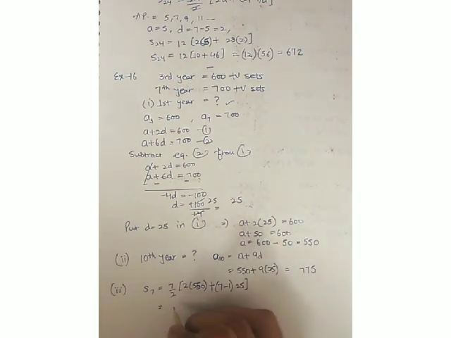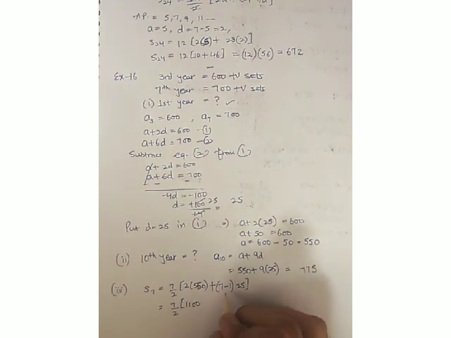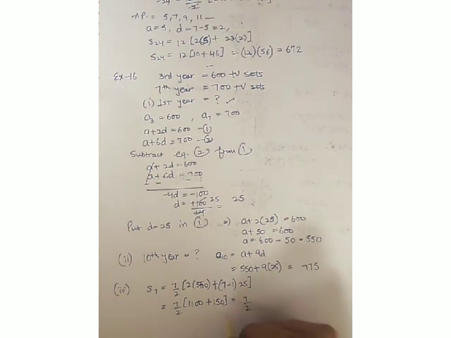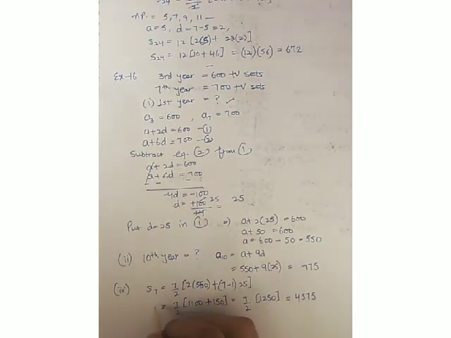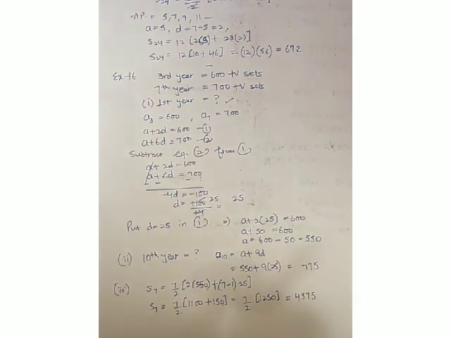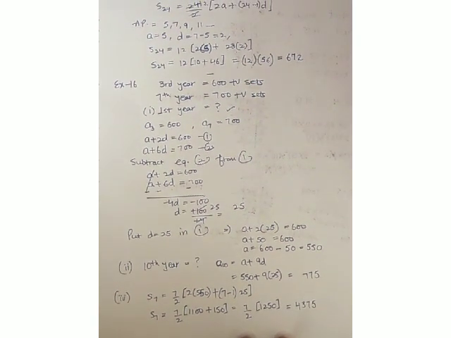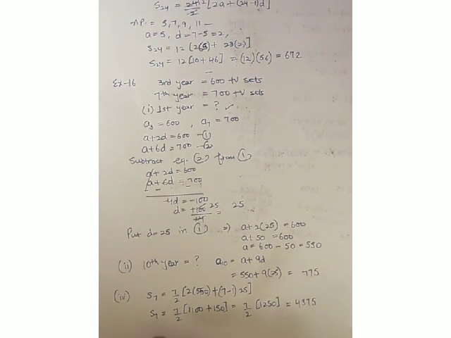Just solve it. 7 upon 2. After multiplying you will get 1100, and 7 minus 1, that is 6. 6 when multiplied by 25 gives 150. 1100 plus 150 is 1250, and 7 upon 2 times 1250, after solving this you will get the answer as 4375. You have also found S7. It means the sum of TV sets that were produced in the first 7 years is 4375. 4375 TVs were produced in the first 7 years.